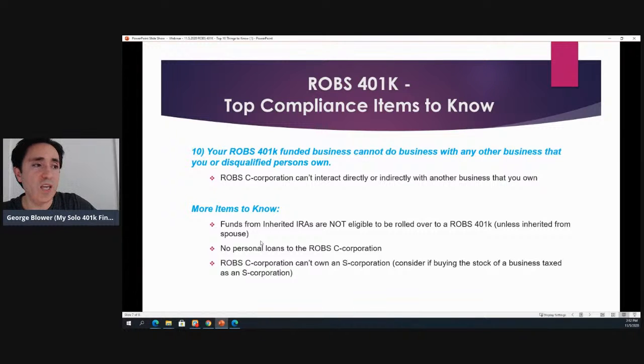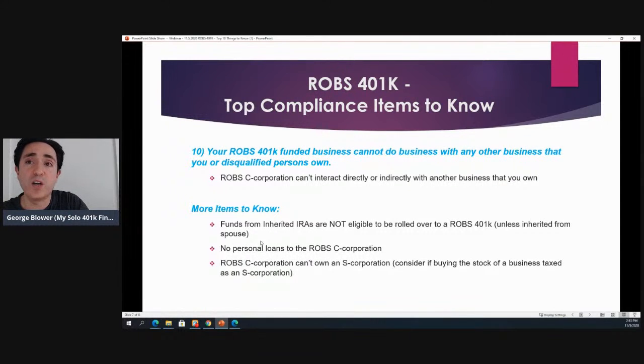ROBS C corporation can't own an S corporation. So we touched on this before in terms of a subsidiary, where, let's say you have different locations of your franchise and you want to put each one into a different subsidiary. You can do that, but it has to be an LLC that's taxed as a disregarded entity. It's not going to be an LLC taxed as an S corp, because an S corporation cannot be owned by a C corporation. And of course, we know that this business has to be taxed as a C corporation.